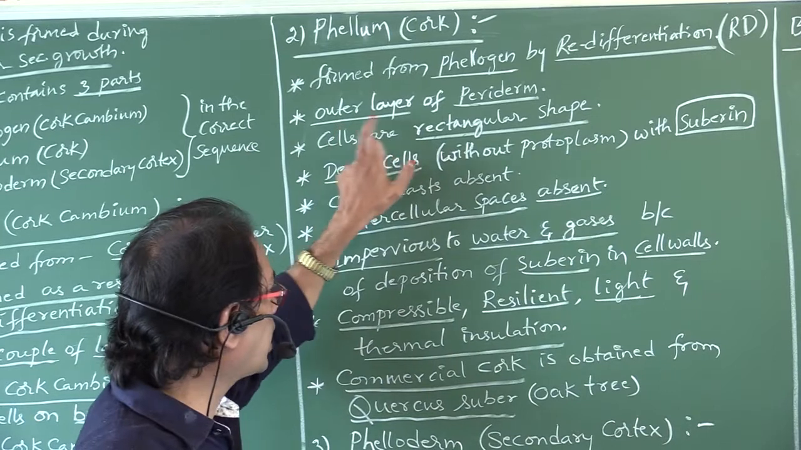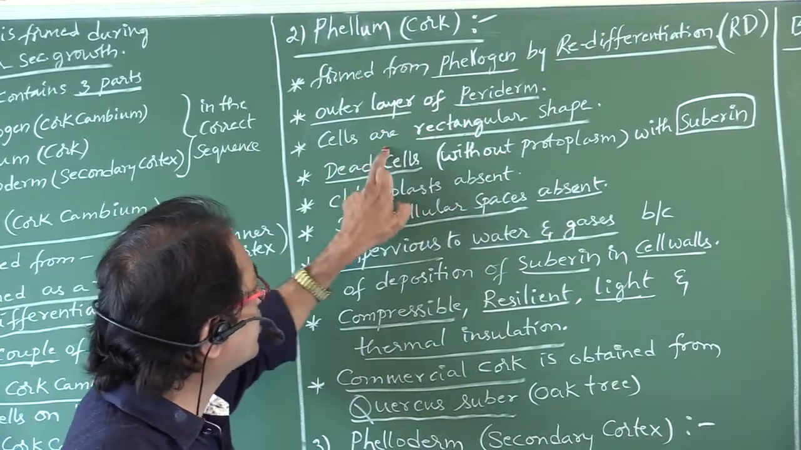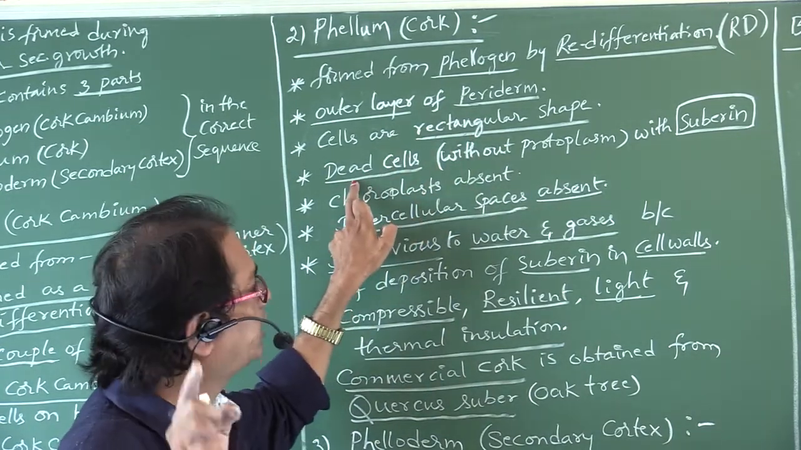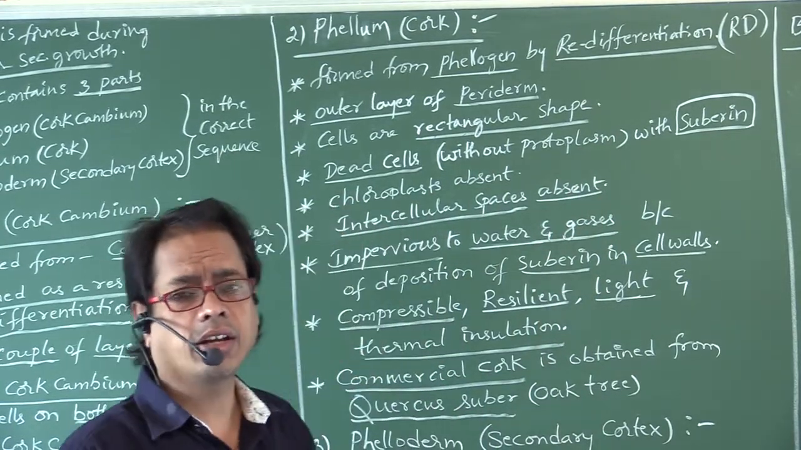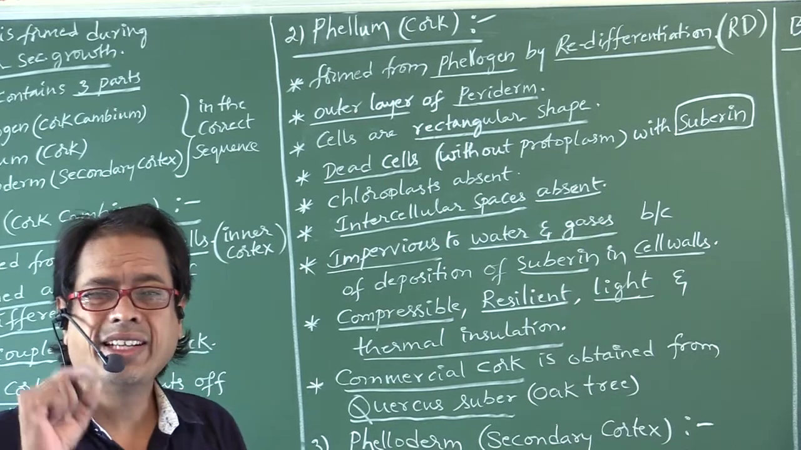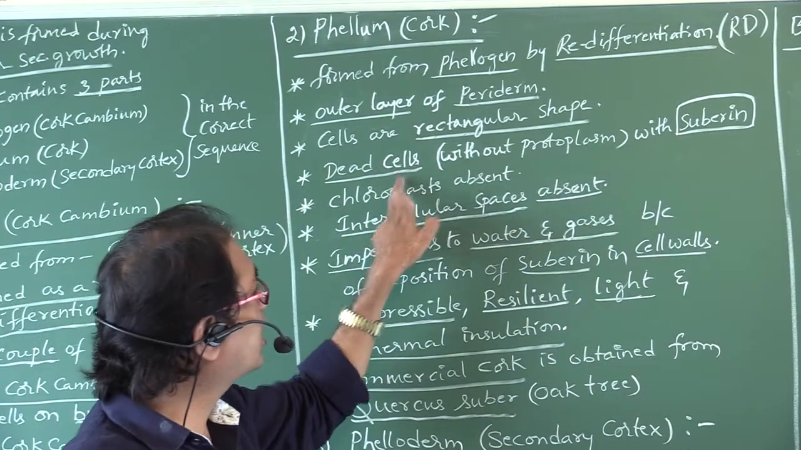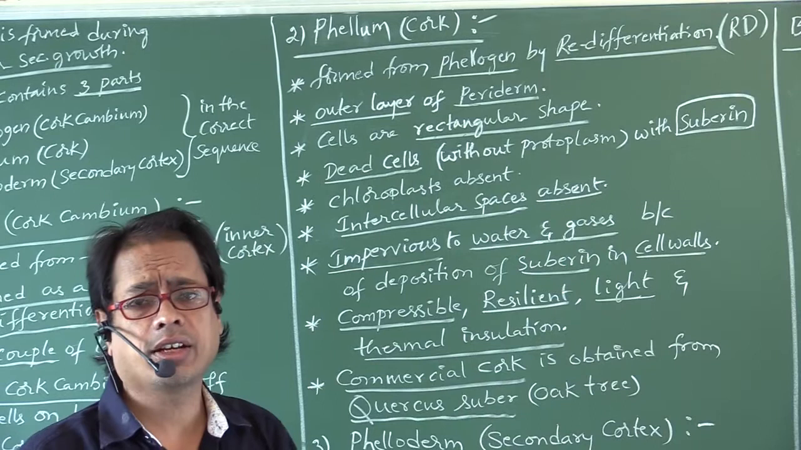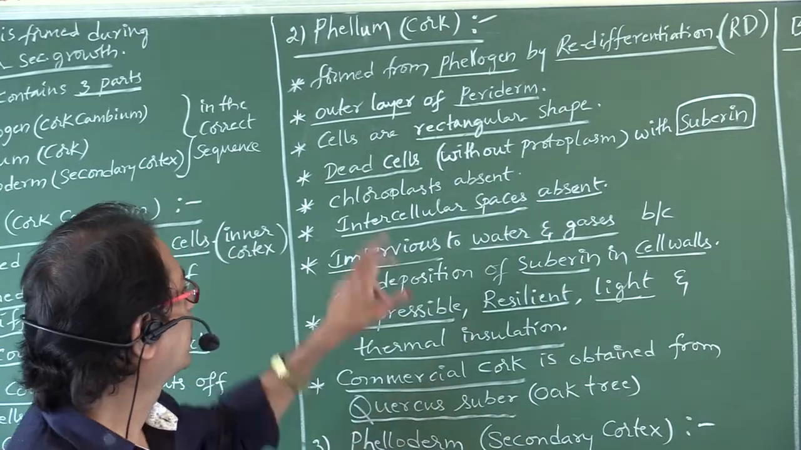Next, outer layer of periderm is phellum. Cells are rectangular shape. These are dead cells with suberin. Suberized dead cells found in cork. Very, very important point: suberized dead cells. Dead cells with suberin. What is a dead cell? Without protoplasm. Suberized dead cells found in phellum, that is cork.